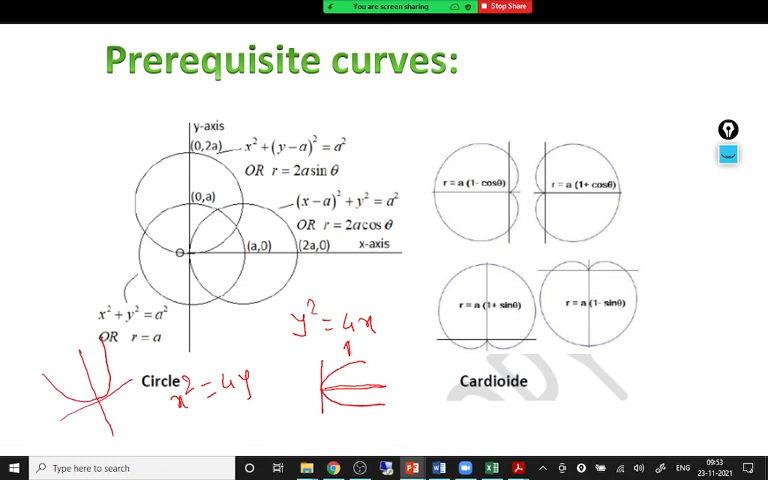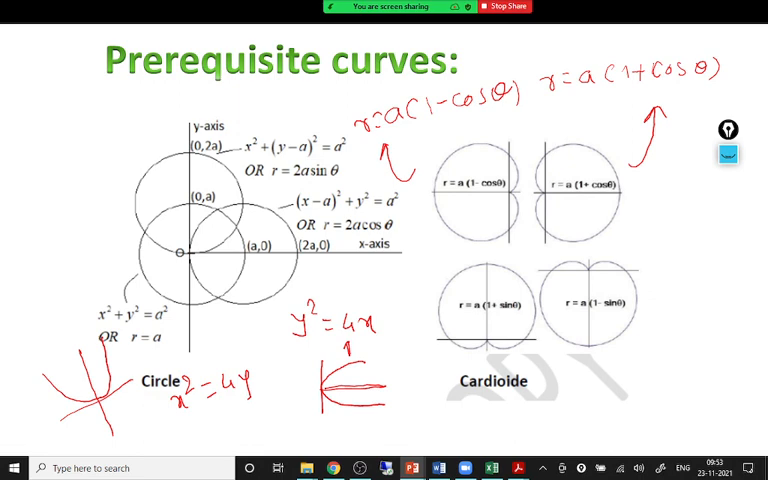Similarly, whenever there is r equal to a(1 plus cos theta), you should take a right-hand cardioid. And r equal to a(1 minus cos theta) is a left-hand cardioid. So these two cardioids at least you should remember.